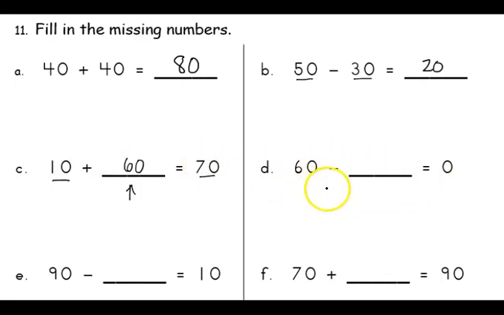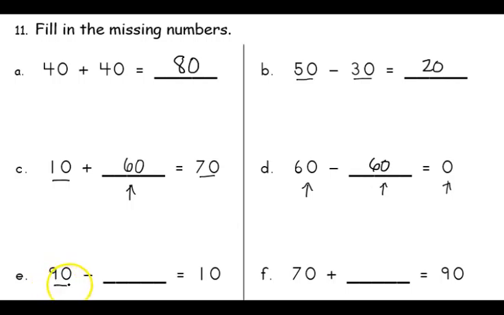Next, I have a subtraction problem. I'm starting with 60, or 6 groups of 10. I'm going to subtract some of them, so I have 0 groups left over. Well, if I'm starting with 60, I would have to subtract 60 to have 0 groups left over.